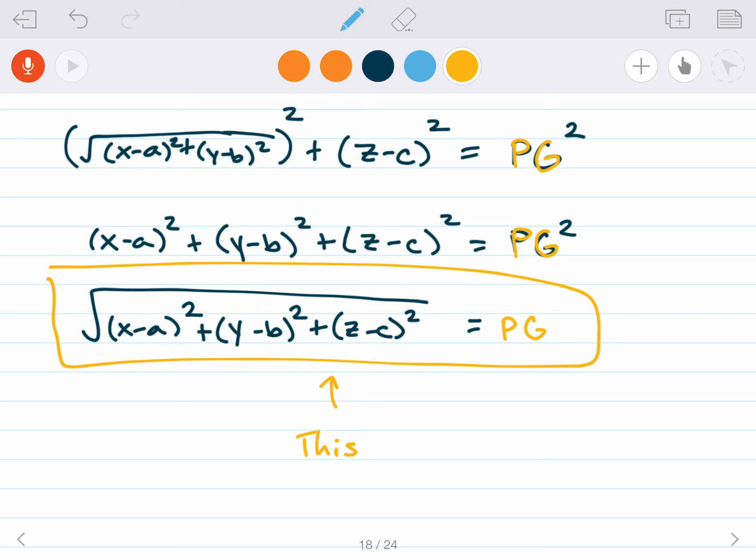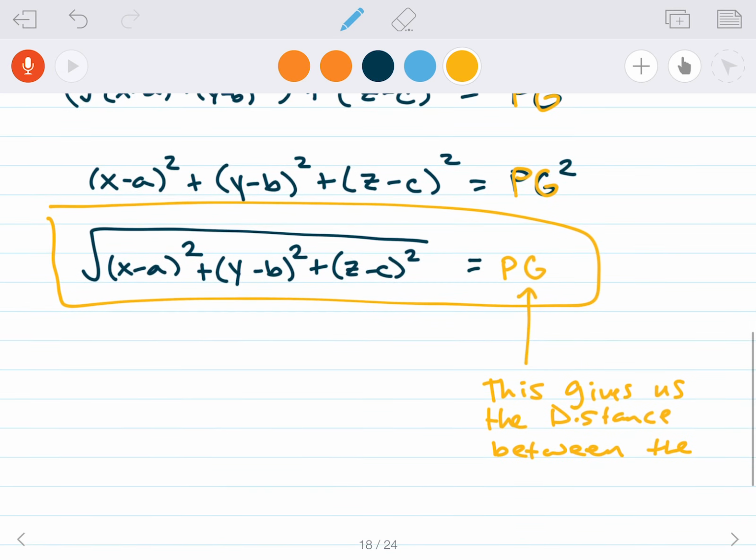Actually, maybe I should point to this. This gives us the distance between the points ABC and XYZ. All right, pretty cool, right? This is the distance formula in 3 dimensions.